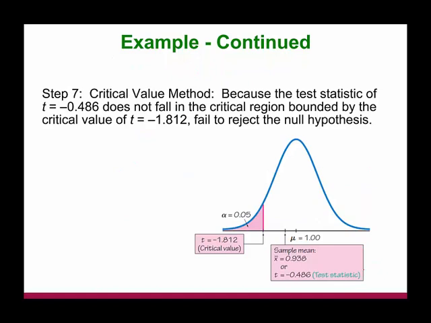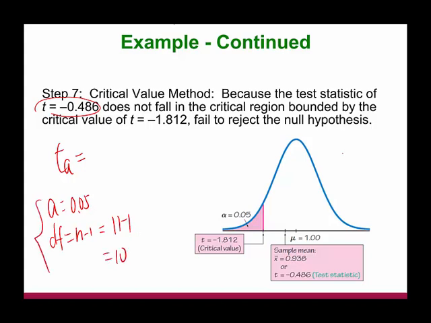Now we can use two methods. If you're using critical value method, then we have this. Now we need to find out the critical T score, T alpha. Okay, T alpha should be, see, alpha equal to 0.05, degree of freedom equals sample size minus 1, which is 11 minus 1, 10. According to those two, we go to table A3.